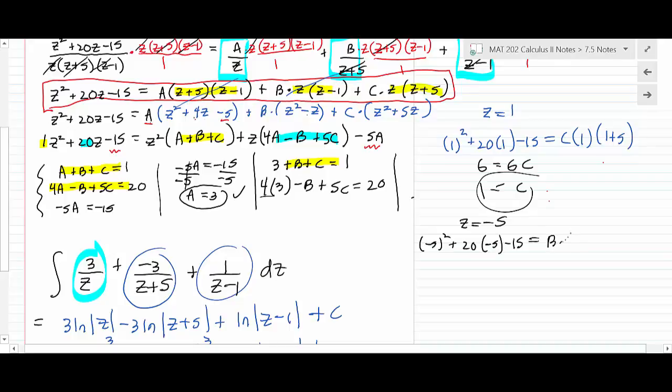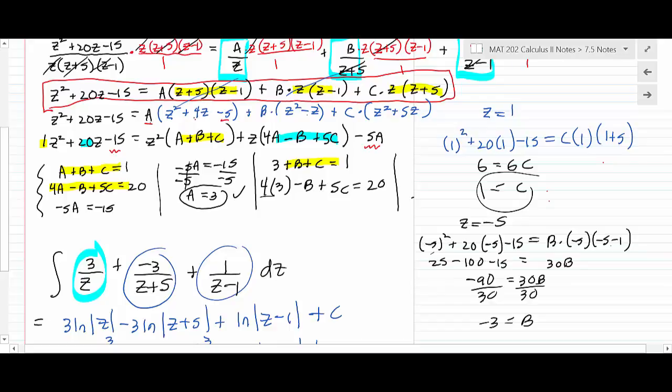So that would be b times negative 5 times negative 5 minus 1. Now you can solve that equation. So let's see, that would be 25 minus 100 minus 15. This side right here would be negative 6 times negative 5. I think that would be 30b, if I'm doing that right. And that would be negative 90 if you put that together. Then if you divide it by 30, you get b equals negative 3.